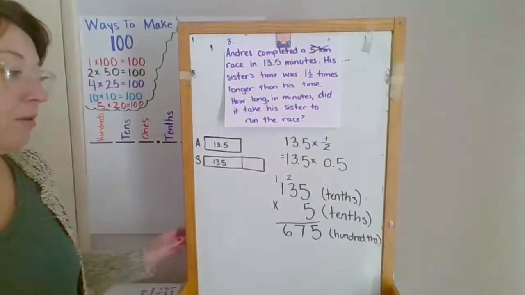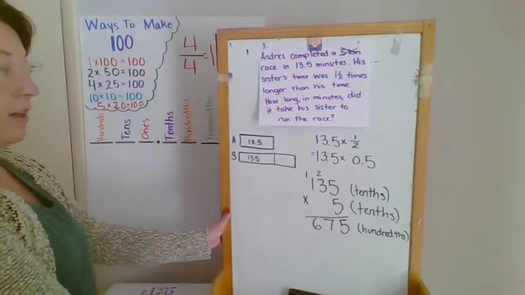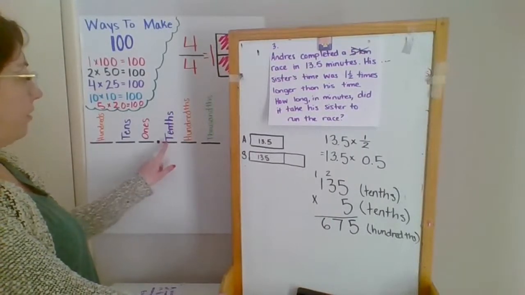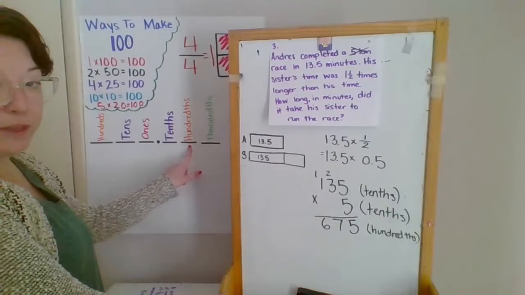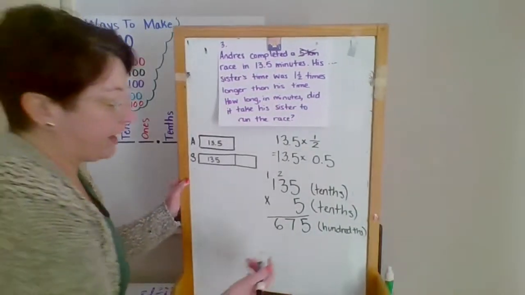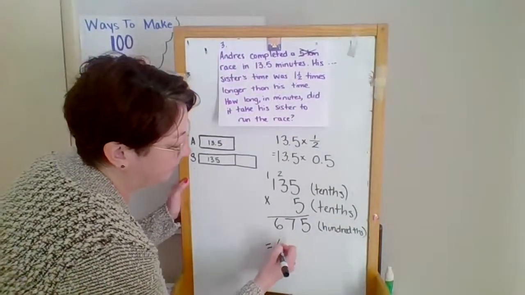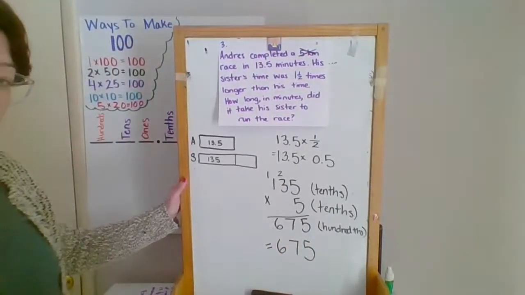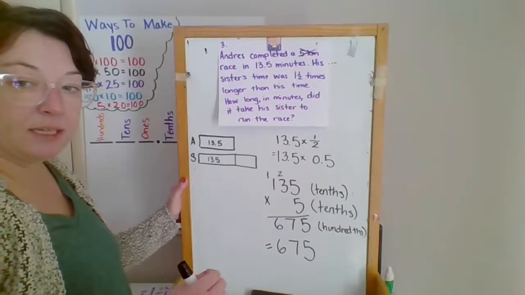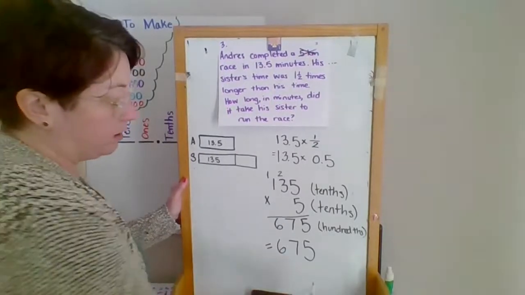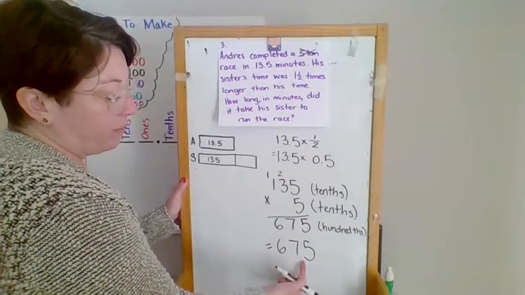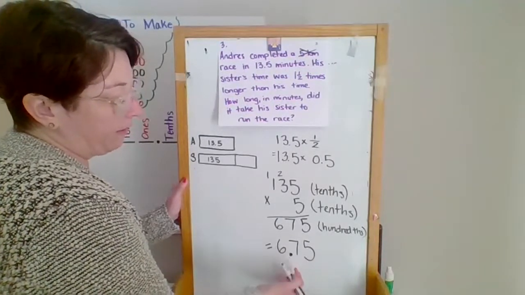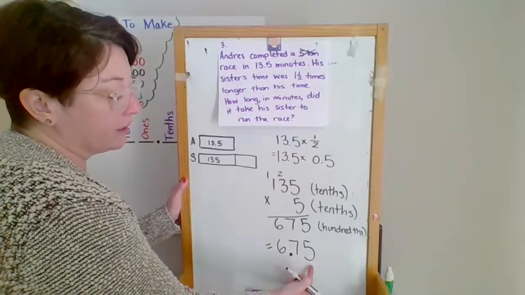I have to think about what hundredths look like. So if I look at my place value chart, I see that hundredths are 2 places after the decimal. So I am going to rewrite the number, and I'm going to place my decimal point so that I have 2 digits after the decimal. So if I put it here, that would not work because I'd only have tenths. If I put it here, now I have tenths and hundredths.